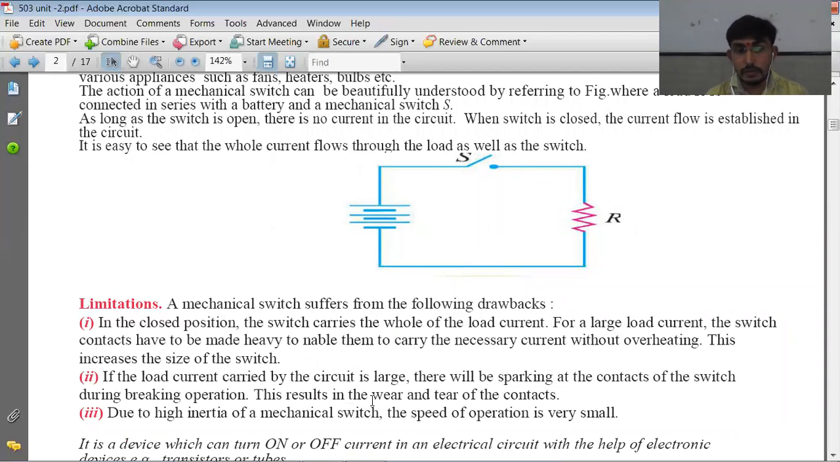Sometimes the load current in the circuit will be very large. A spark will be produced in the contacts, and that will result in wear and tear of the contacts. Then the speed of operation is very small. Because of these limitations, we are not preferring the mechanical switches. Let's have an introduction to the electronic switches.